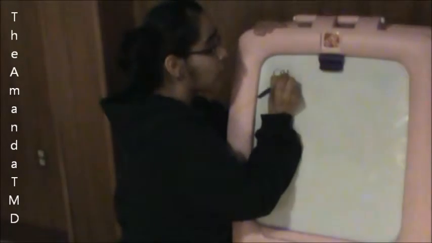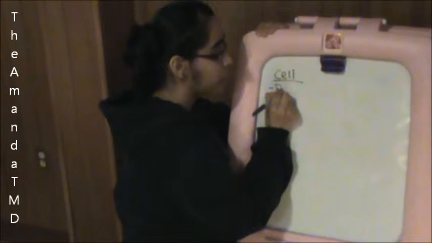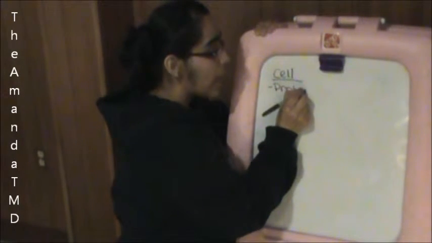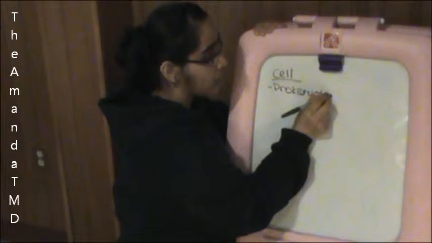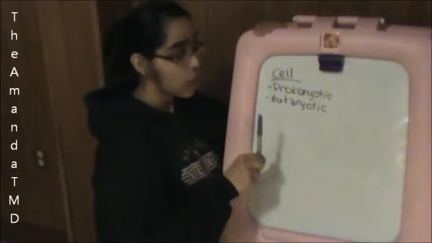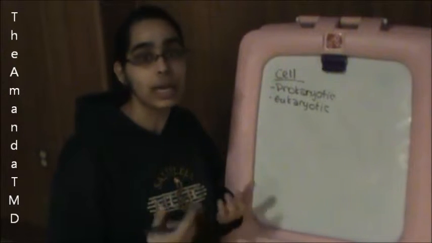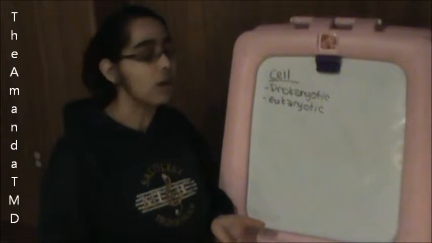So the smallest unit for biology is the cell. Now there's two types of cells. There's the prokaryotic and the eukaryotic. And the difference is, or the biggest difference is, the eukaryotic has many organelles within it. It has smaller cells that are within the cell.